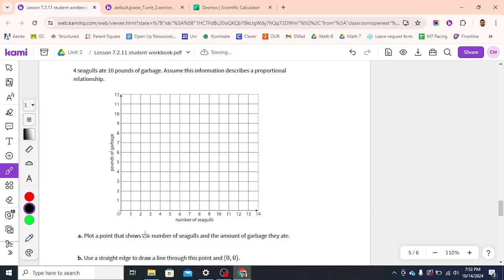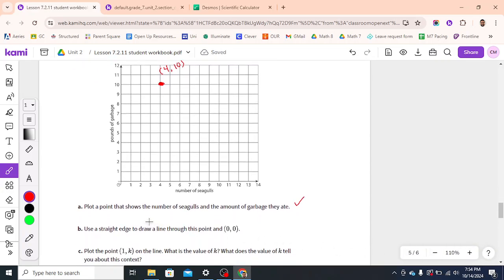Okay, plot a point that shows the number of seagulls and the amount of garbage they ate. All right, so we got here 4 and then up to 10. There's my point: 4, 10. Plot a point that shows the number of seagulls and the amount of garbage they ate. Check, we did that.